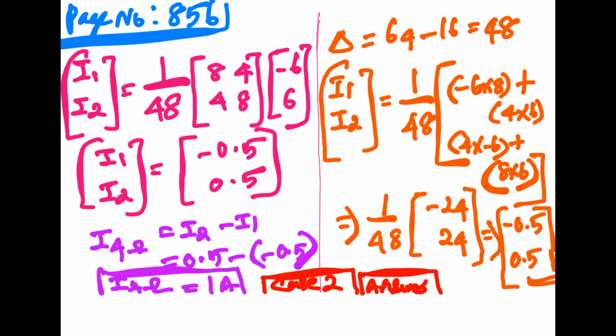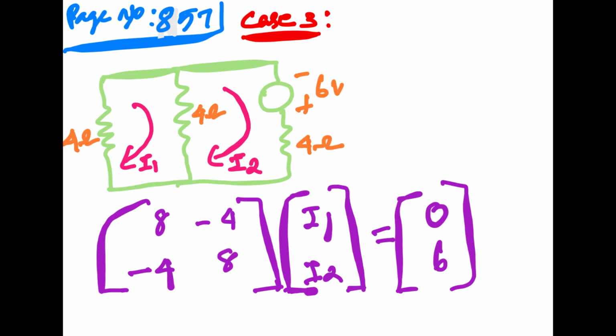The current through the 4 ohm resistor means I2 minus I1: 0.5 minus minus 0.5, so I4 is 1 ampere. That is matrix multiplication. All the matrix functions I explained in previous classes. For the mathematical functions alone I explained two classes. Kindly read those classes and follow that method for the mathematical functions.